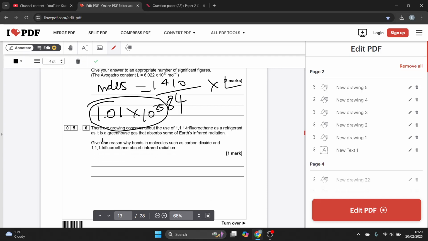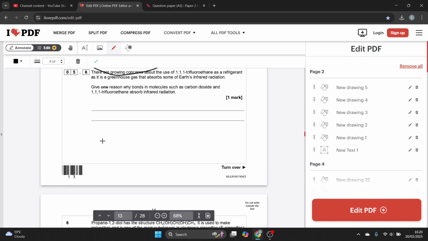Some are concerned by the use of this as a refrigerant as it is a greenhouse gas. Give one reason why bonds in this absorb infrared radiation. The C=O bonds are polar.